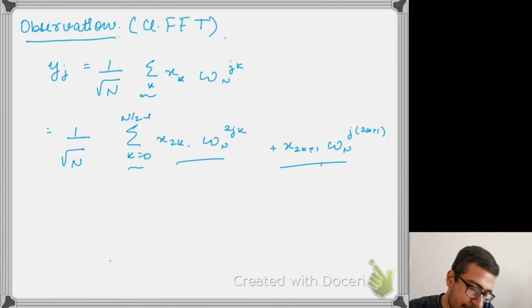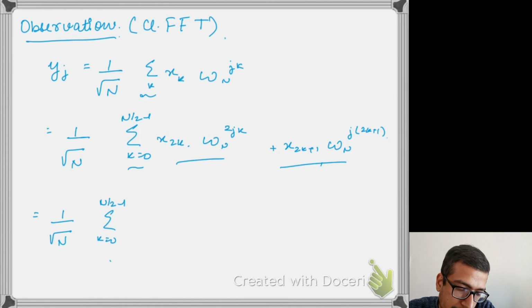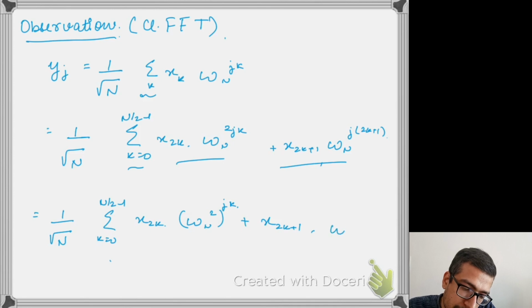Okay, so this equals 1 over root n times sum over k from 0 to n by 2 minus 1 of x_2k times omega_n square to the power jk plus x_2k+1 times omega_n square to the power jk times omega_n to the power j.